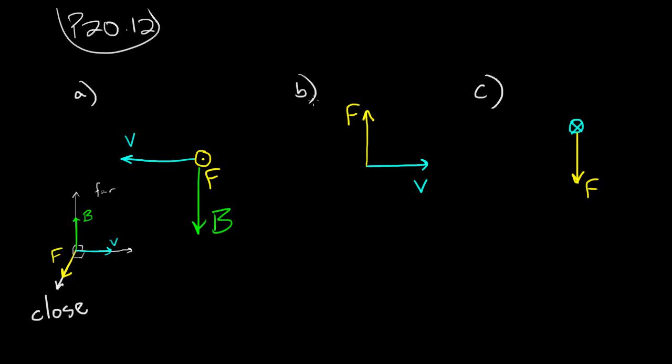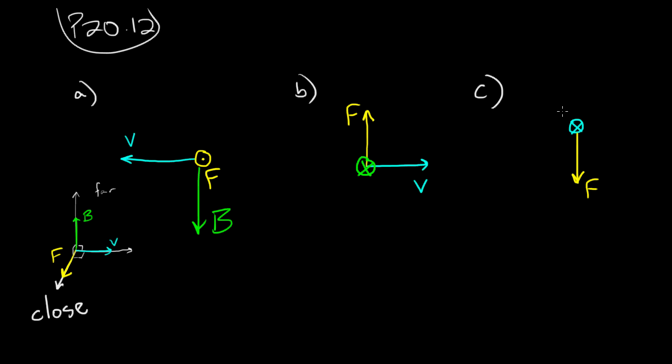Here in part B, now our hand points toward the right. We rotate our hand until our thumb points in the direction of the force. Our fingers can only curl into the screen. And so the magnetic field is into the board here. It must be.